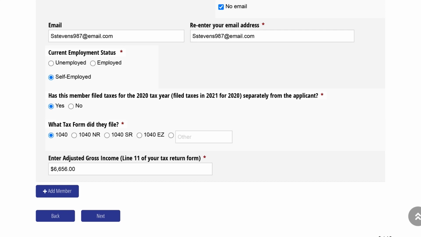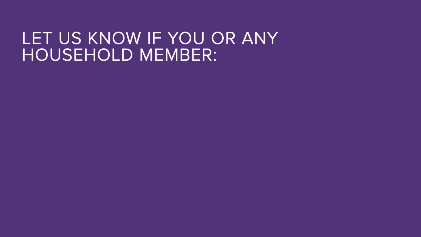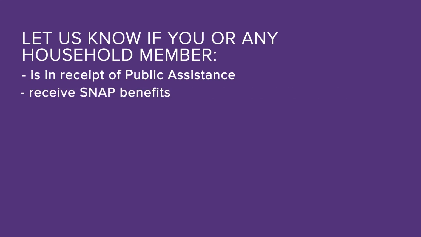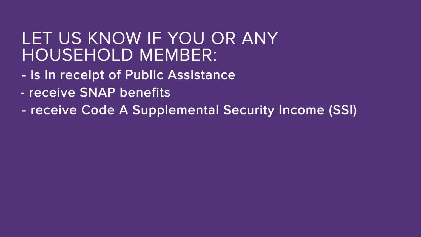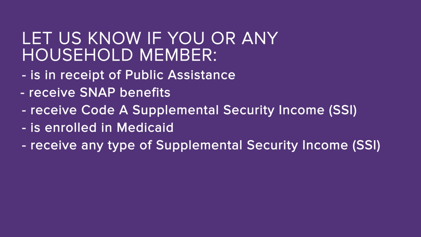It's important that you disclose all income on your application. We'll need to know if you or a member of the household is in receipt of public assistance, receives SNAP benefits under the Supplemental Nutrition Assistance Program, or receives Code A, Supplemental Security Income, SSI, as well as if any household members are enrolled in Medicaid or receive any type of supplemental security income.